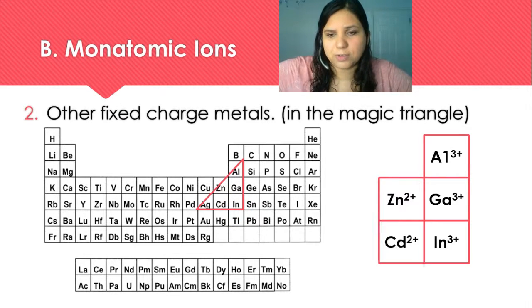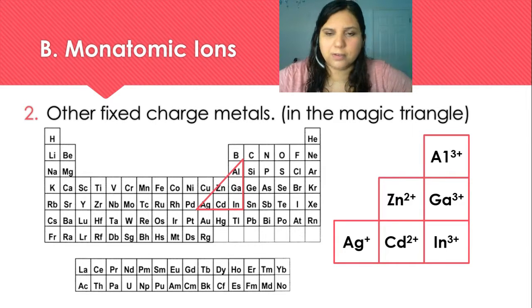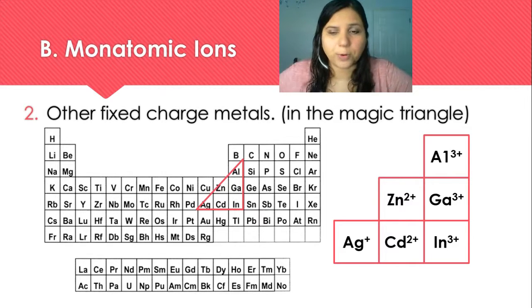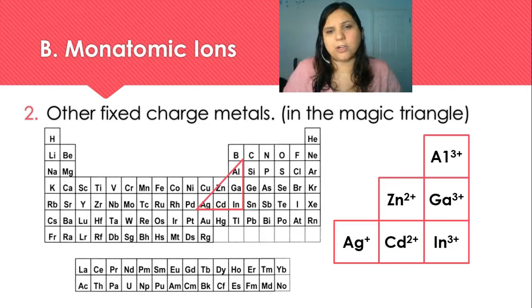Then you have 2 in zinc and cadmium. Those are all 2 plus charge. And then you have silver, which is a 1 plus charge. It's important that you know that these are always that charge, and they're not variable. They don't change at all.